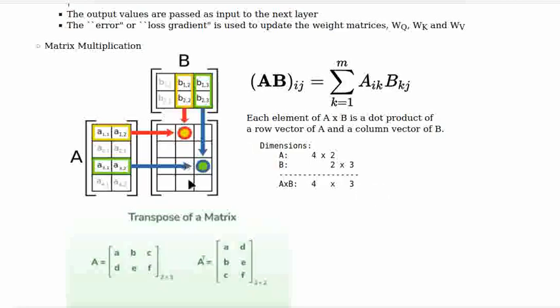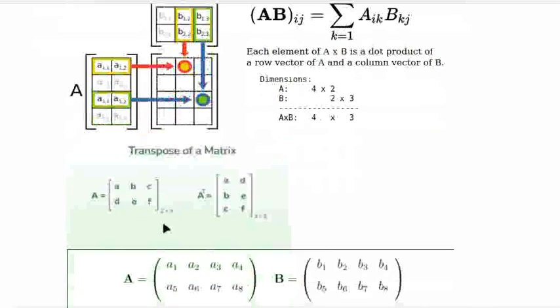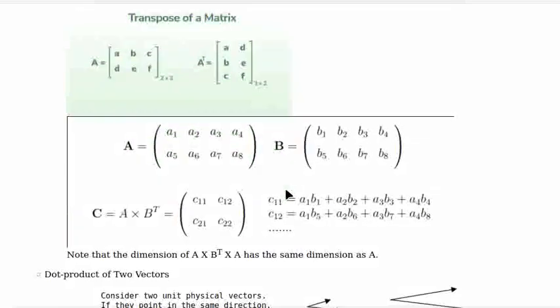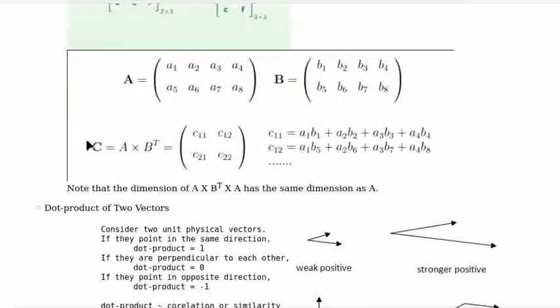The transpose of a matrix A is obtained by swapping its rows and columns, as illustrated in the figure. So, to compute the product of matrix A and the transpose of matrix B, we simply take the dot products of the row vectors of A with the row vectors of B. For example, the dot product of the first row of A and the first row of B produces the first element of the resulting matrix C.